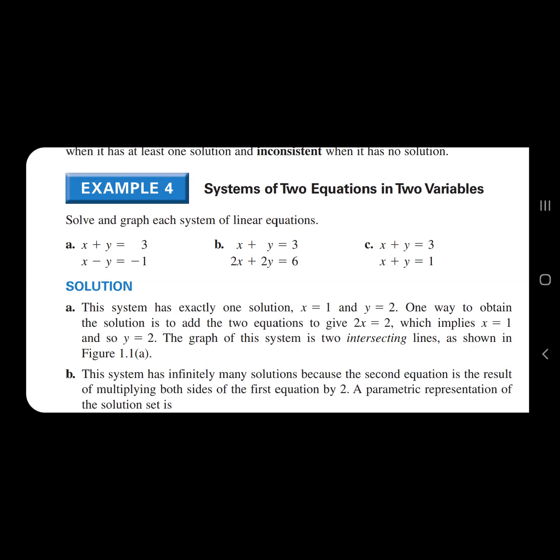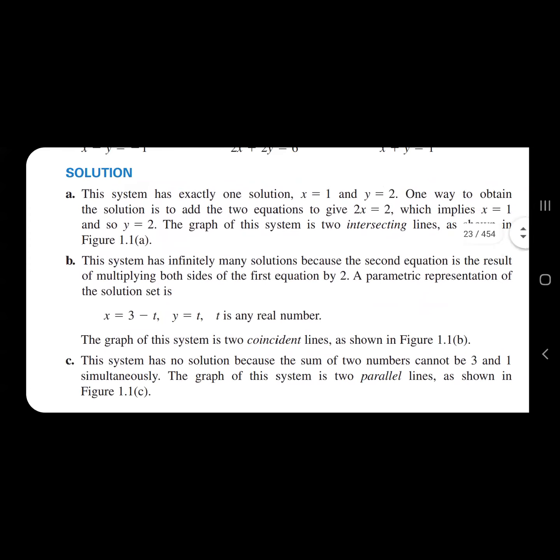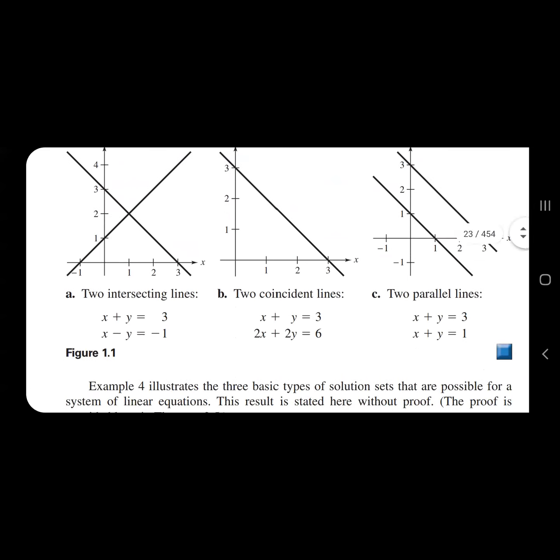On the other hand, in problem B, let's say I multiply the top equation by -2, so I have -2x plus -2y equals -6, and then add the two equations, I get 0 equals 0. 0 equals 0 is true. When that happens, all the variables drop out and you're left with a true statement. That means you're going to have infinite solutions. Okay, and that's what we have right here. And these are graphs of all that.